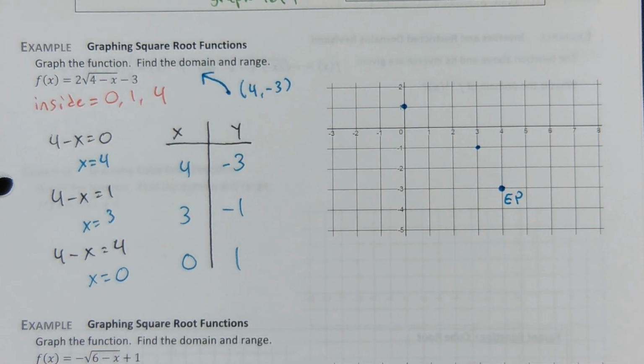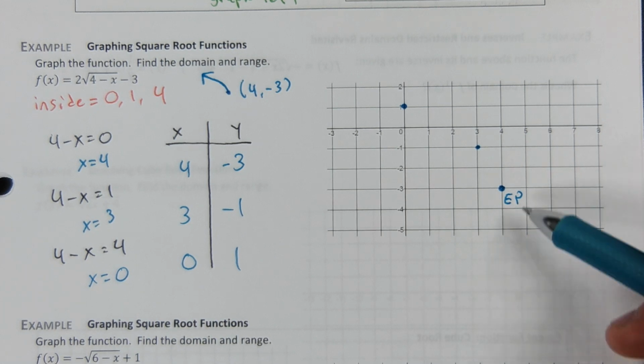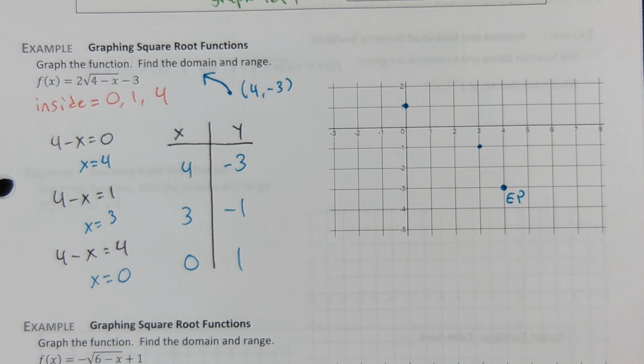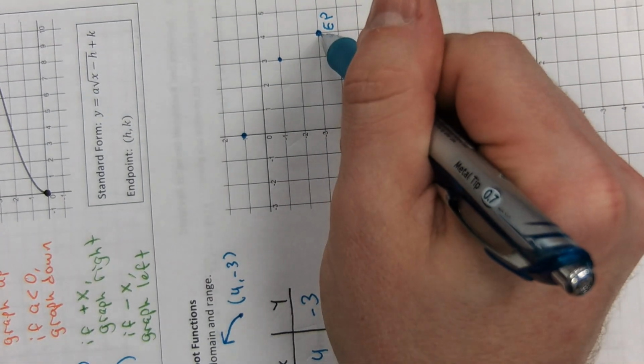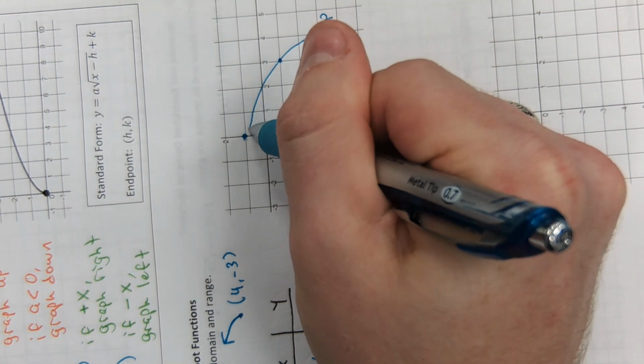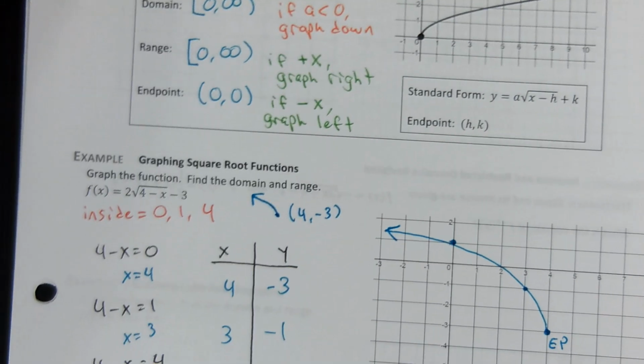With those 3 coordinates, you will not be able to accidentally draw a straight line, and you will not be able to accidentally draw a parabola, especially if you wrote EP, and you'll know which way the arrow has to go because you're not going to go to the end point. You're going to weave from the end point. So I'm just going to connect my dots with a nice blue curve.